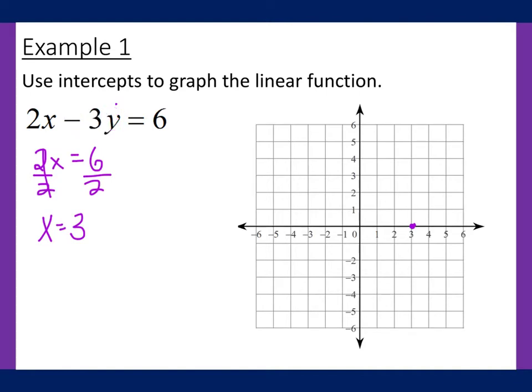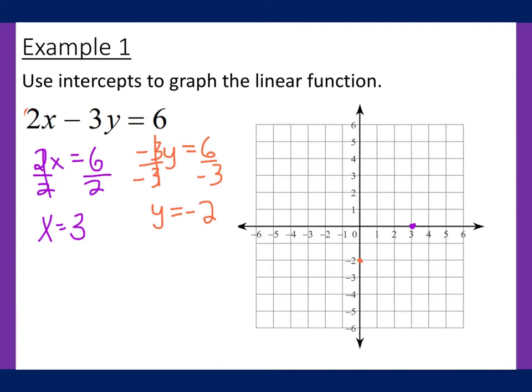Then to find the y-intercept, I cover up the x. So that gives me negative 3y equals 6. Divide by negative 3 on both sides. I get y equals negative 2. So on the y-axis at negative 2 is where I'd put my point.